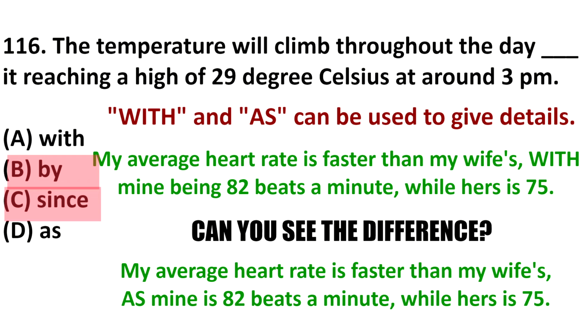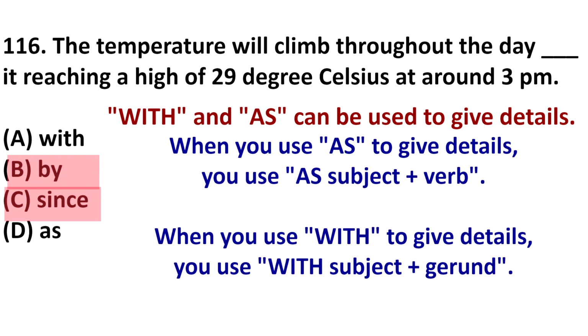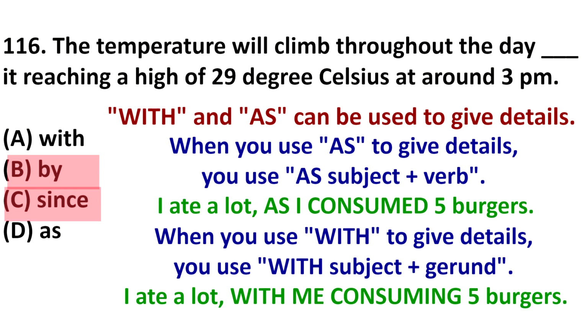Okay, do you know the difference in grammar here? Do you notice that? When you give details with as, you need subject verb after as. So I ate a lot as I consumed 5 hamburgers. Or I ate a lot with me consuming 5 hamburgers. So when you give details with, you need a noun form, often a gerund phrase.